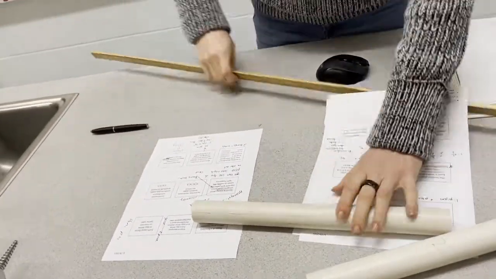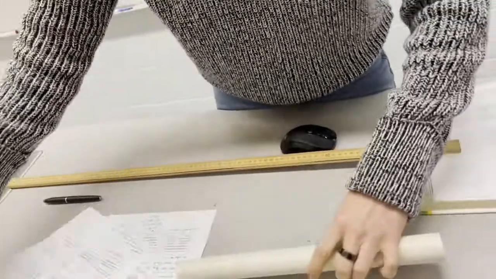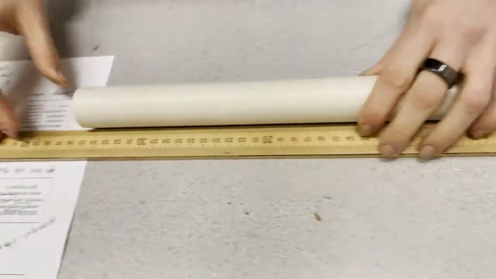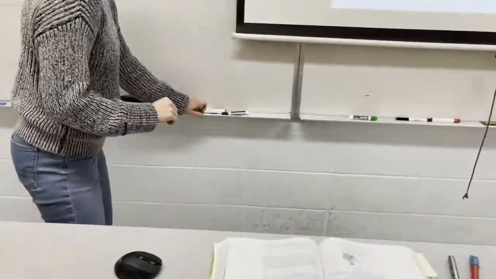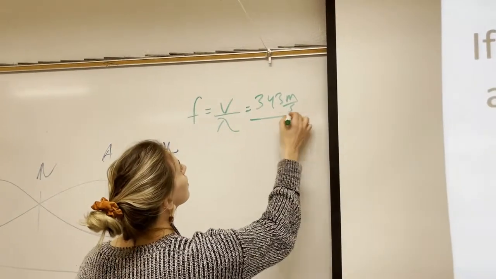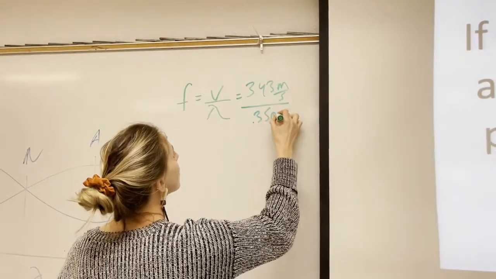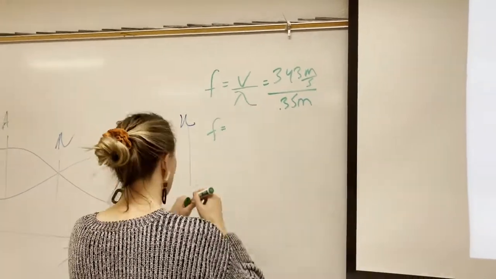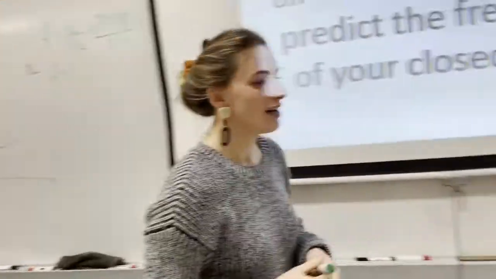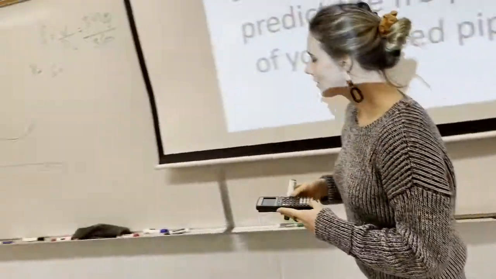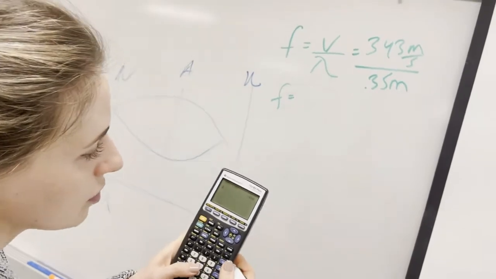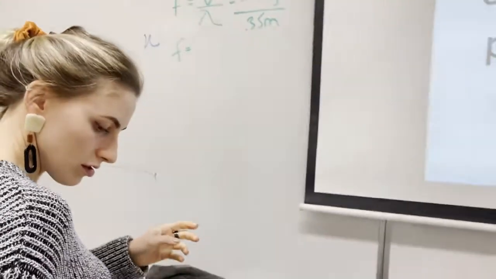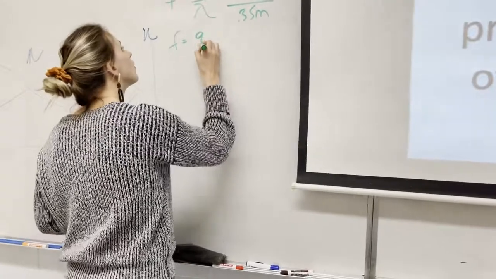Okay, so let's go ahead and measure this, the wavelength here. Let's just call it 0.35 meters. So that means my frequency should be 343 divided by 0.35. So 980 cycles per second, 980 hertz.